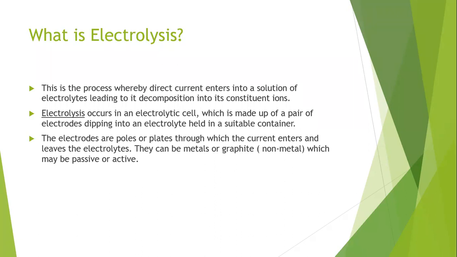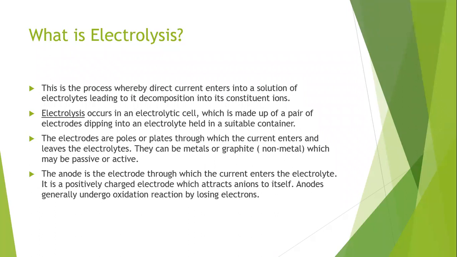The electrodes can be of different forms. They can be metals or graphite. They can even be non-metals too, like graphite is a non-metal, right? We can also have some which could be active and some which could be passive. We'll talk better about what makes an electrode active and what makes an electrode passive in our subsequent discussion.